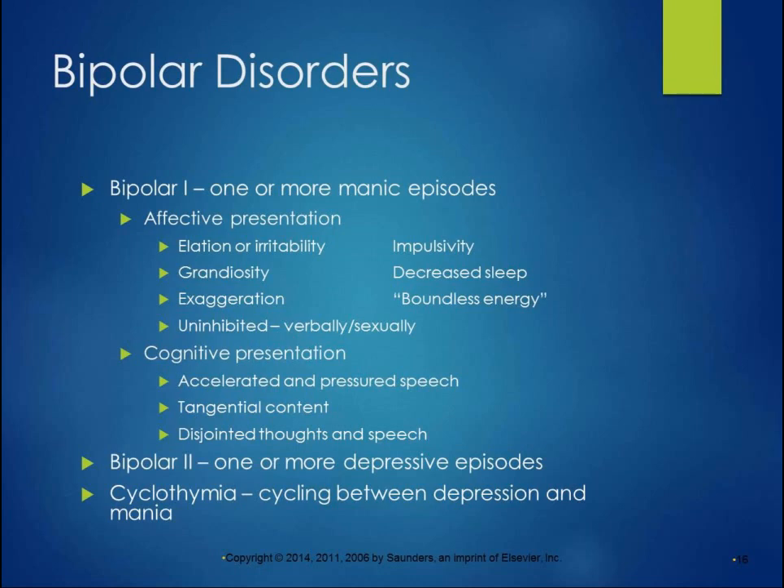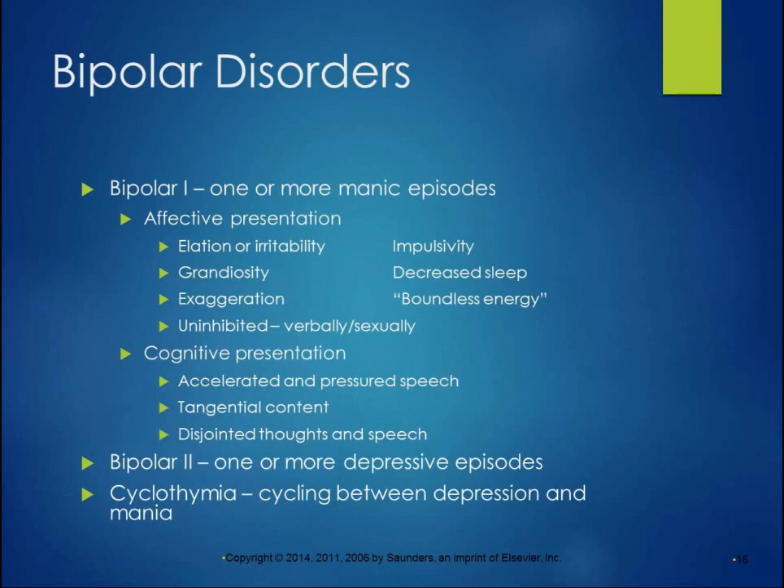So bipolar 2 is sort of the opposite, where instead of cycling between sort of a more normal affect and manic, it's cycling between a normal and depressive. So bipolar 1, they have one or more manic episodes. Bipolar 2, they have one or more depressive episodes. So cycling between normal and depressive.